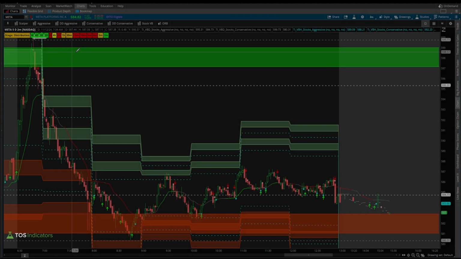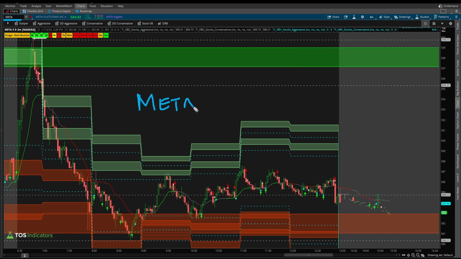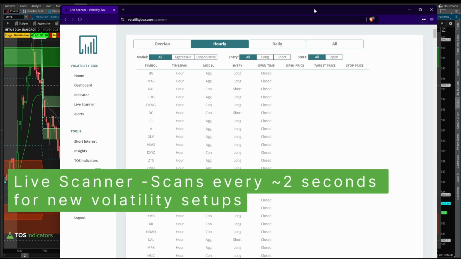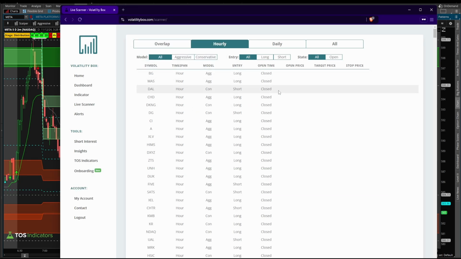In today's video, I'm going to compare and contrast two different tech stocks. We're going to compare Meta with Google. Now, the reason we're making this comparison is both of these tech stocks appeared on our Stock Volatility Box live scanner today. That tells you that both Meta and Google had a volatility edge.